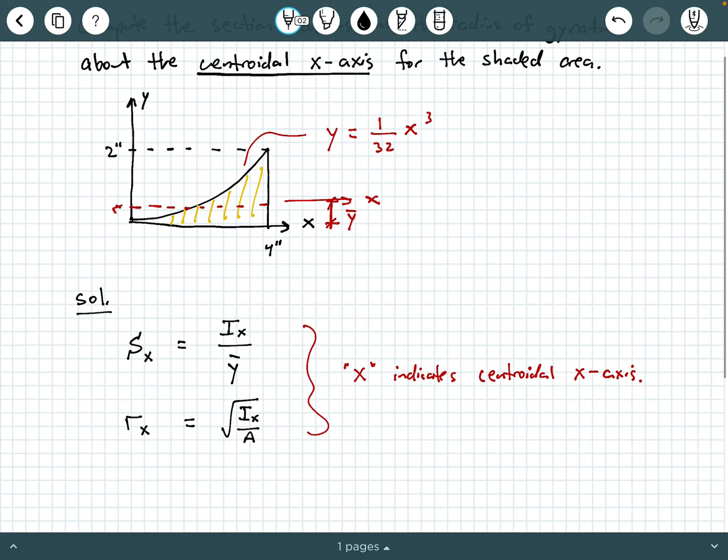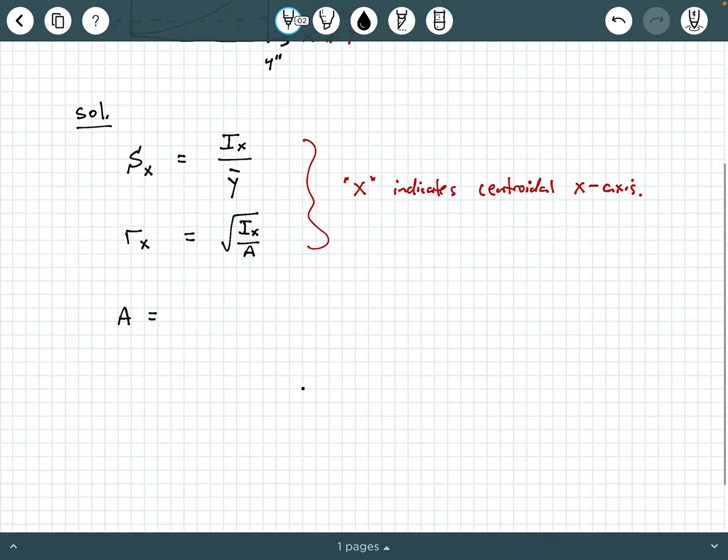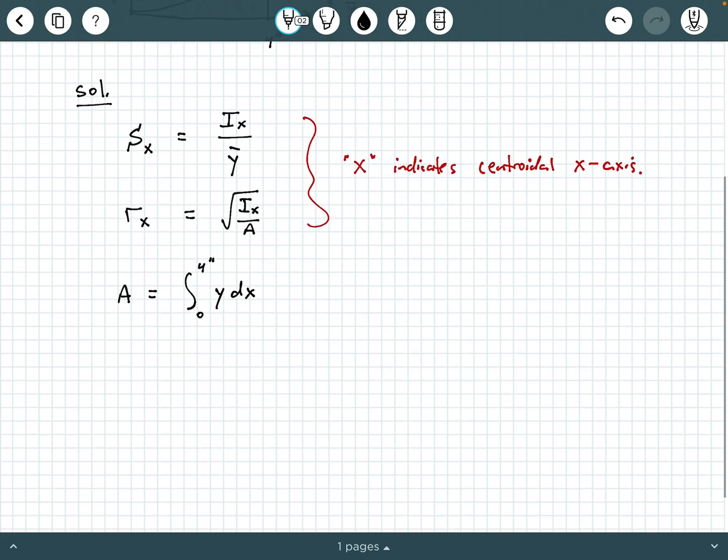How do we get the shaded area here? That's pretty straightforward. The area is just the integral from 0 to 4 inches of y dx. And we know what y is; we were given that function, 1 over 32 x cubed. So this is equal to the integral from 0 to 4 inches of 1 over 32 x cubed dx. This is a pretty straightforward integral. You could do this by hand, or if you have your TI-36X Pro calculator, you can punch it in fairly easily, and you should get 2 square inches.